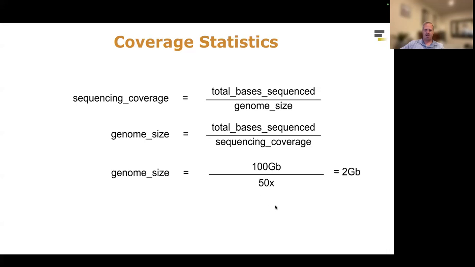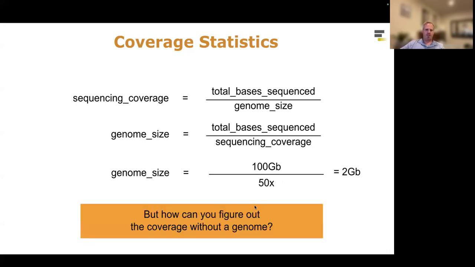Although it does leave a question about, well, how do we know the coverage that you've measured in a sequencing run if you don't know the genome size? Interestingly, it is possible to estimate the coverage even without having the complete genome available. There is a way to do that, and we'll talk about that in the next few slides. Okay, so how do we figure out this coverage without the genome?